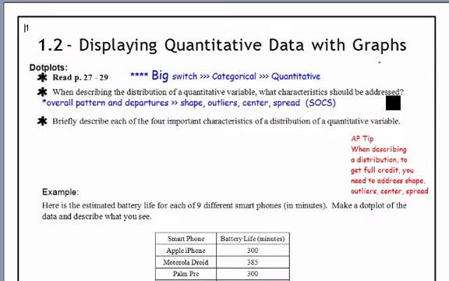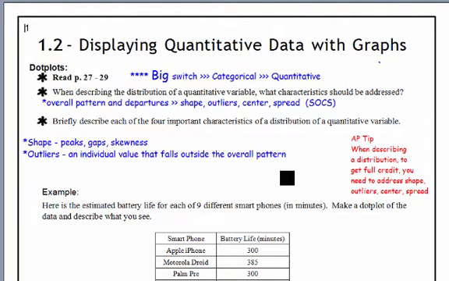Starting with the shape, we're looking for any peaks or valleys, anything about its shape. Is it symmetric? That sort of thing is what we're looking for as far as the shape goes. An outlier is an individual that falls way outside the overall pattern. So we're looking for something that is outside of the pattern.